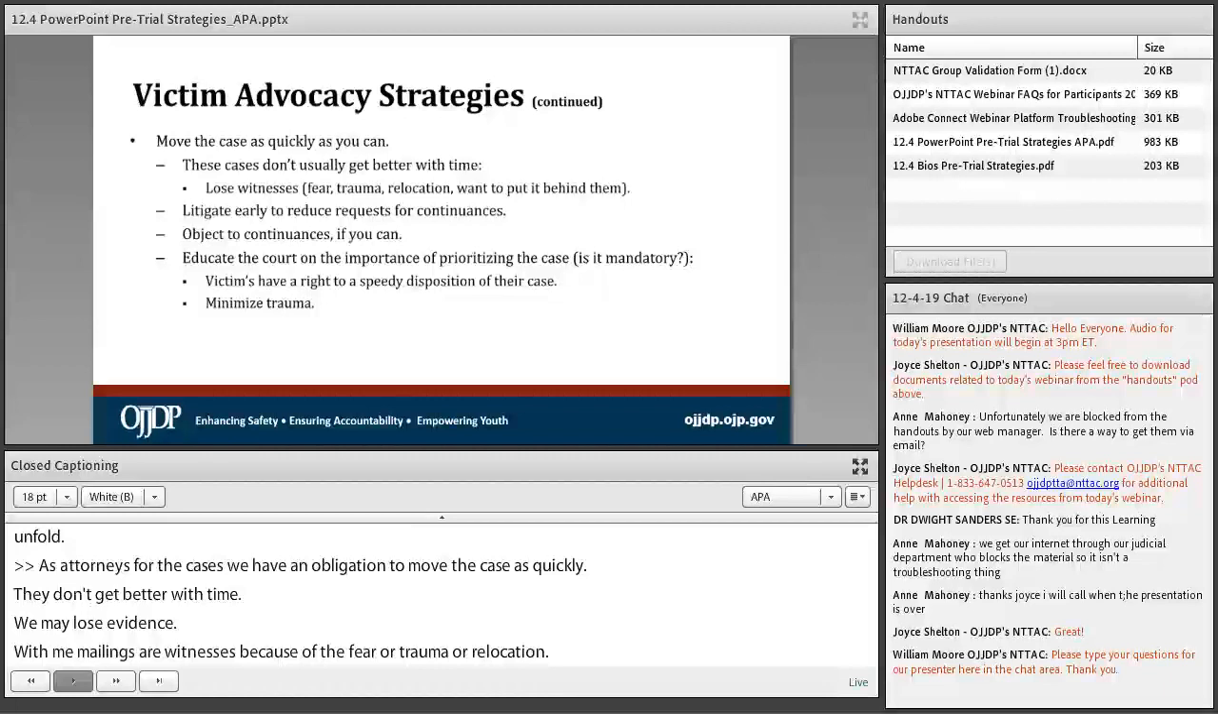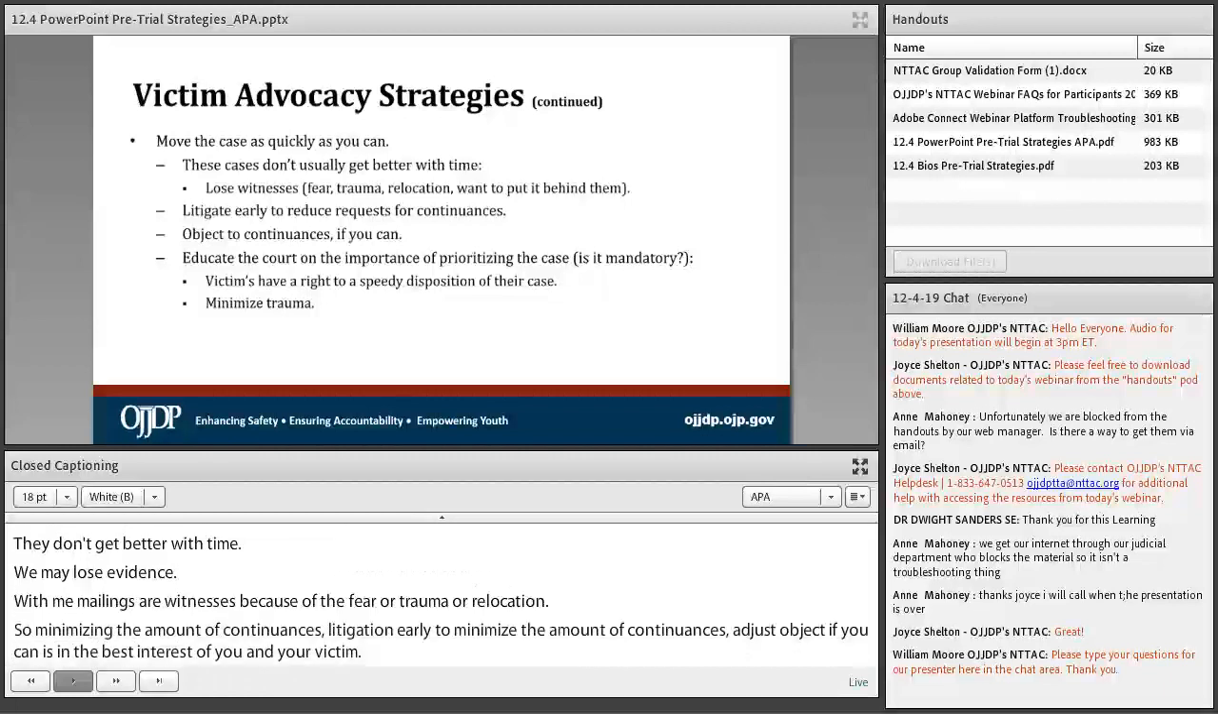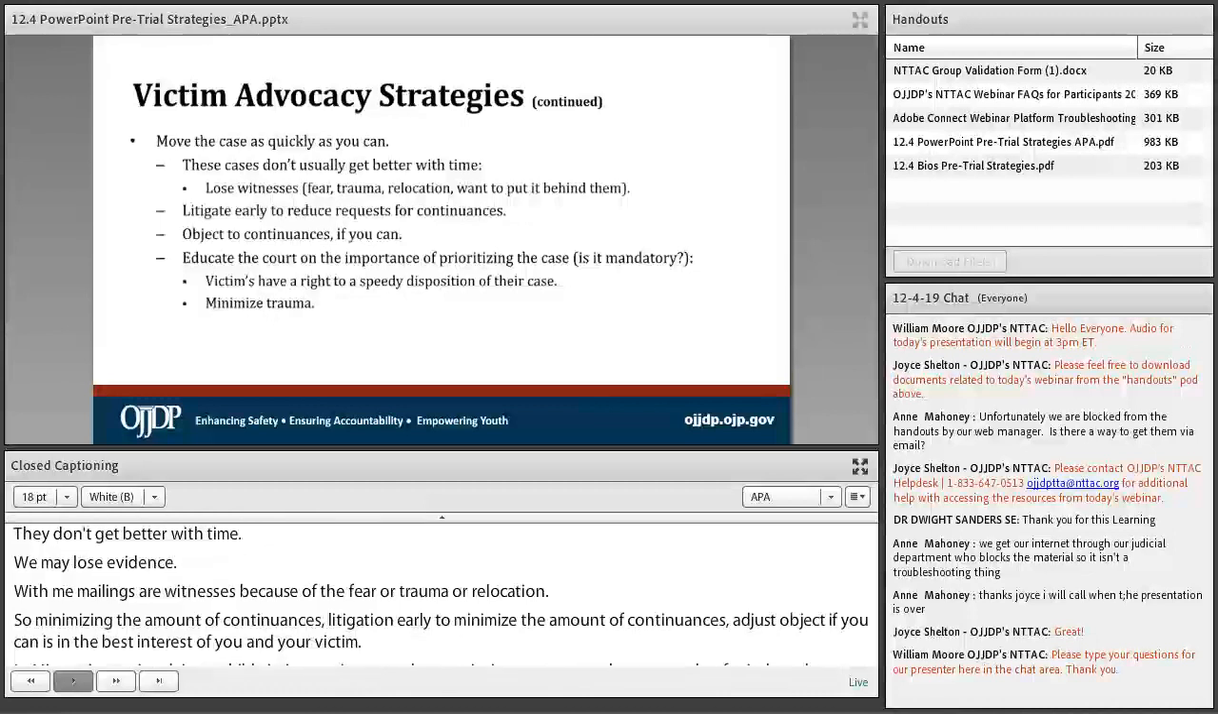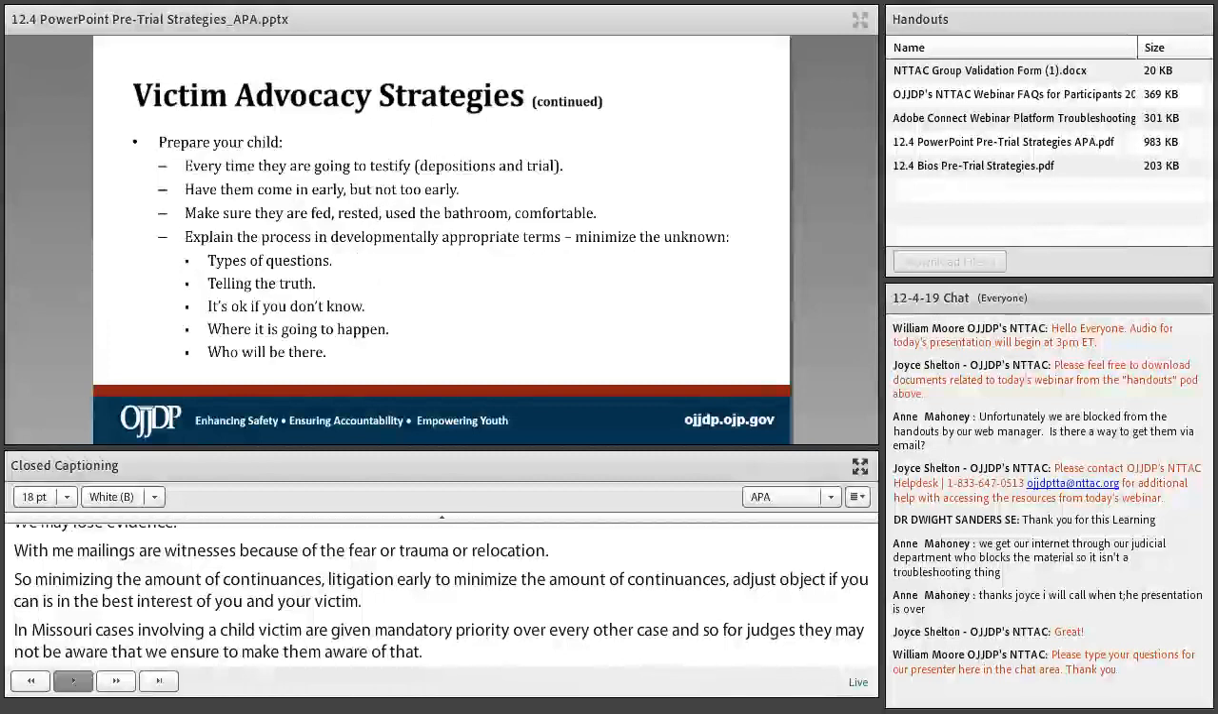In Missouri, cases involving a child victim or witness are given mandatory priority over every other case. And so for judges that may not be aware of that, we ensure to make them aware of that. And even if it is not mandatory in your jurisdiction, explaining to the court the amount of trauma and stress that a child must continue to endure as this case delays on is something that they need to be mindful of. So even if there are continuances, they're going to be short.